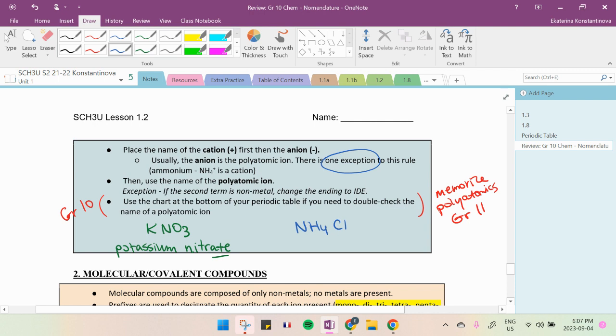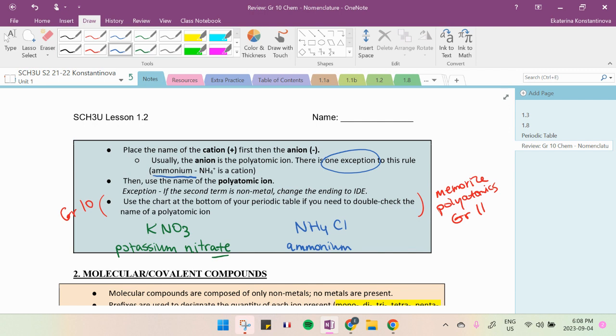Okay, you should be able to recognize that NH4 is ammonium. So ammonium is your polyatomic that acts as a cation. So that's the first word you write. That's the first thing you name. And you see that in the order you read NH4Cl, it comes first.